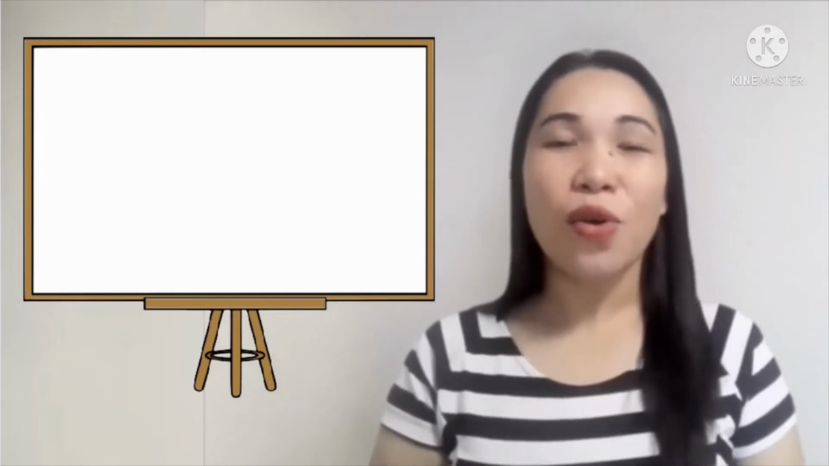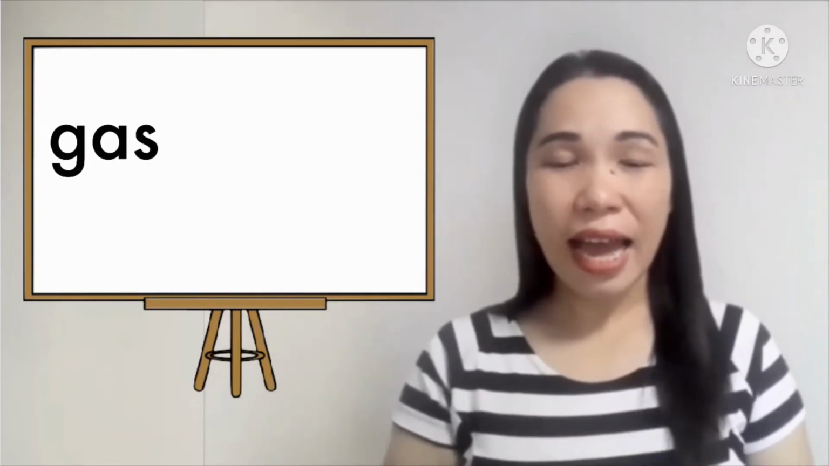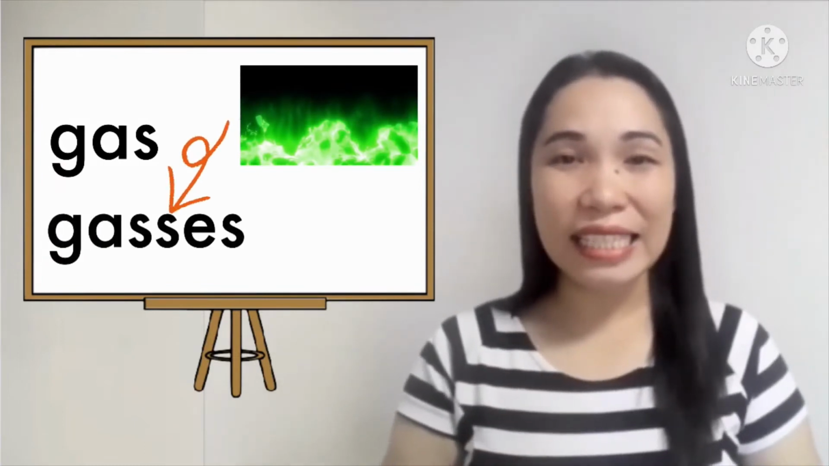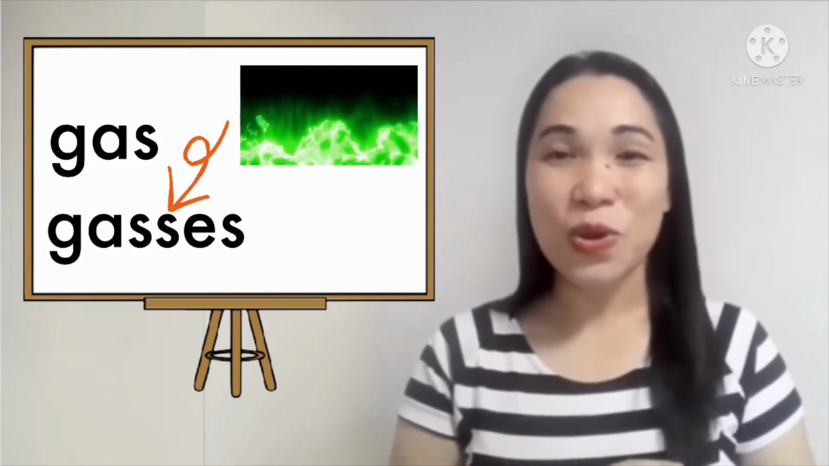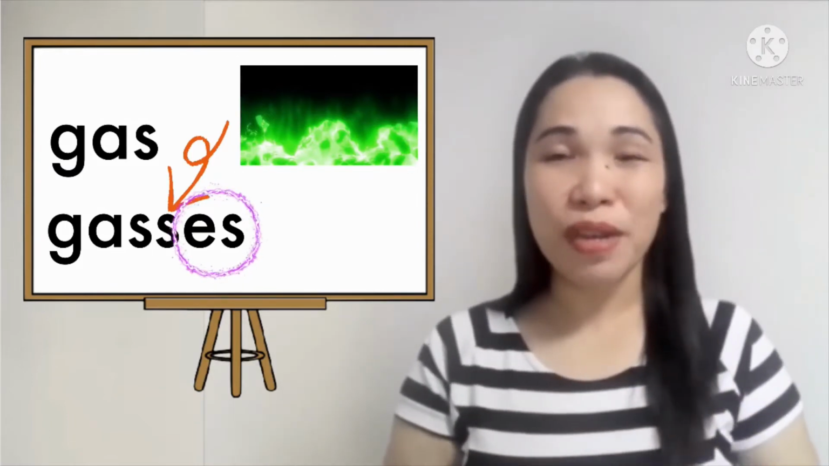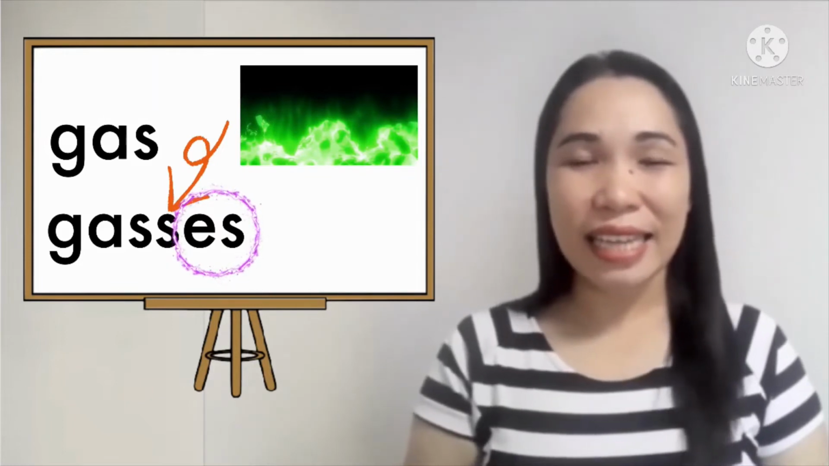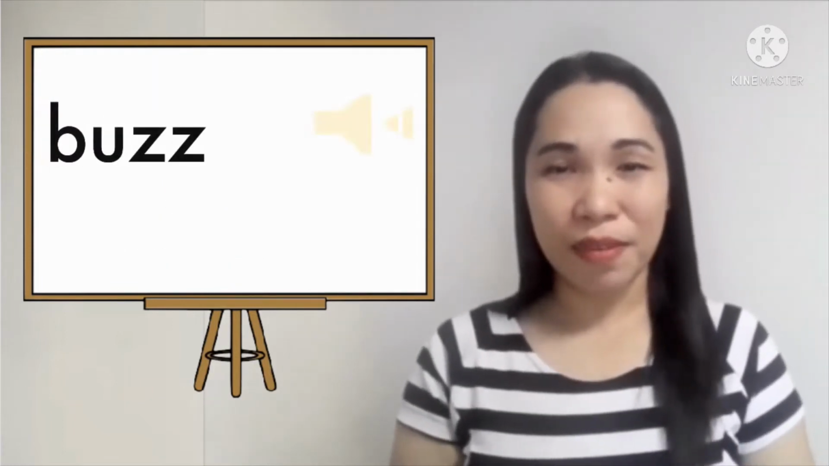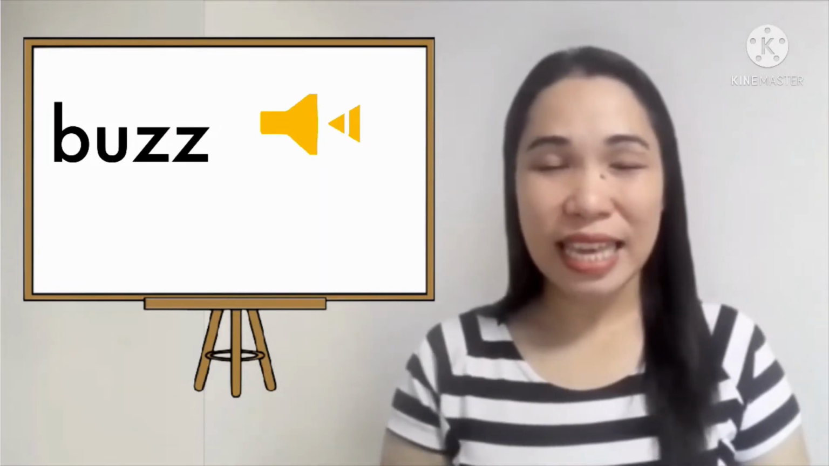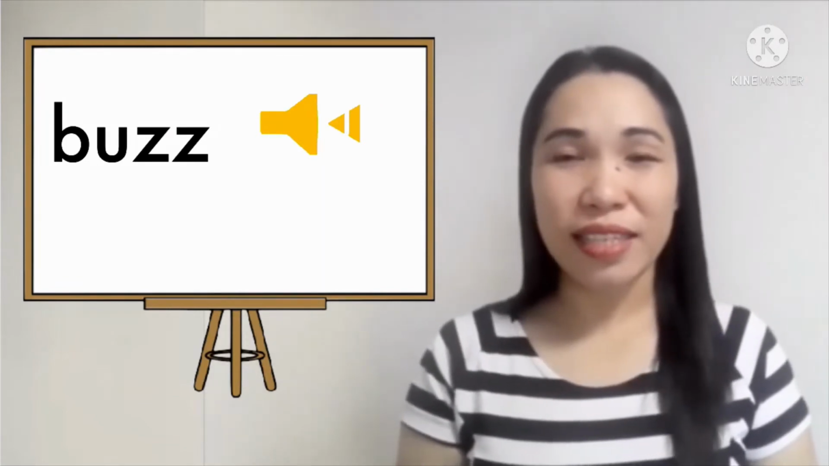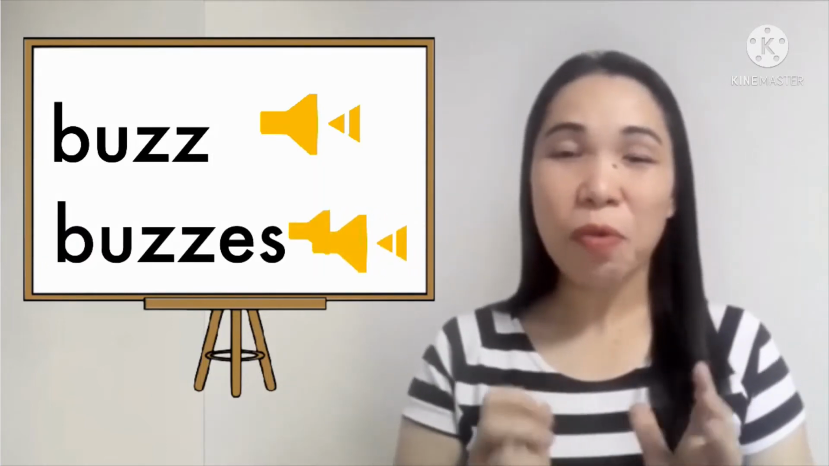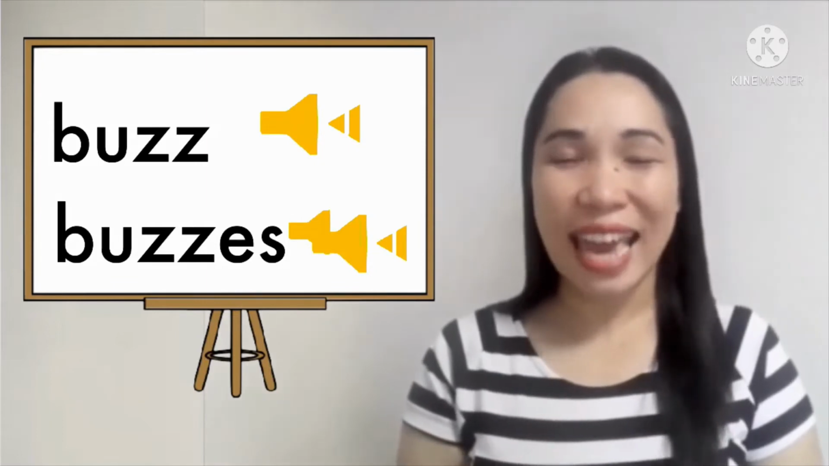So for example, if the word is gas, we add another S, so it becomes gass, and then we add the ES. So it becomes gases. So the plural form of the word gas is gases. What about buzz? The word buzz ends with Z. At this point, there is already a double Z. So what we will do is just add ES.